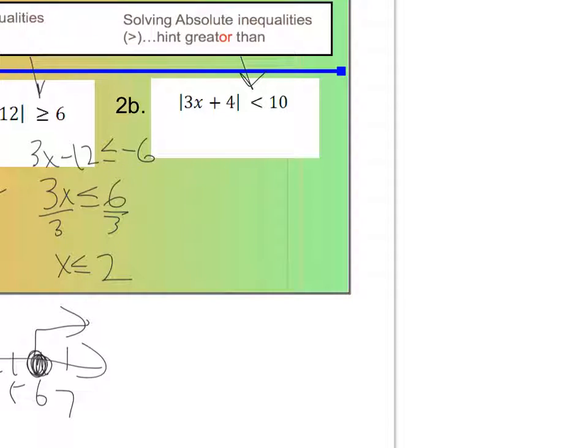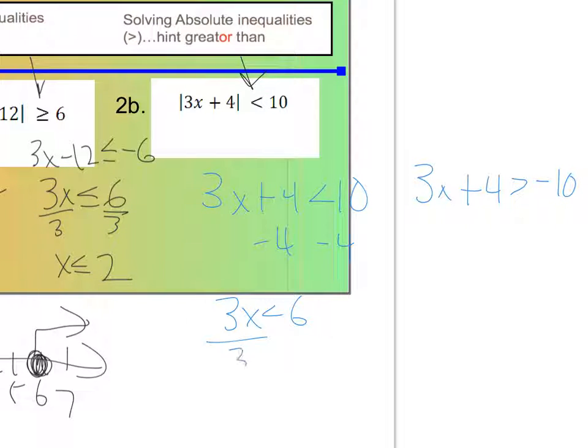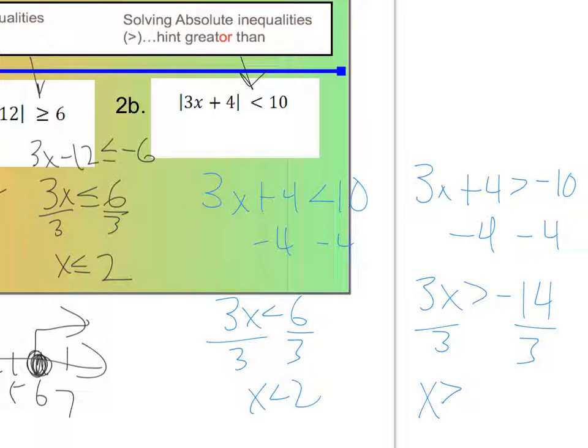So it's going to end up being 3x plus 4 less than 10, just write it as is. And then 3x plus 4 greater than negative 10. So a little solving, 3x less than 6, x less than 2. You've seen this, you've done this 1,000 times. So 3x greater than negative 14, divided by 3, x greater than negative 4 2/3.